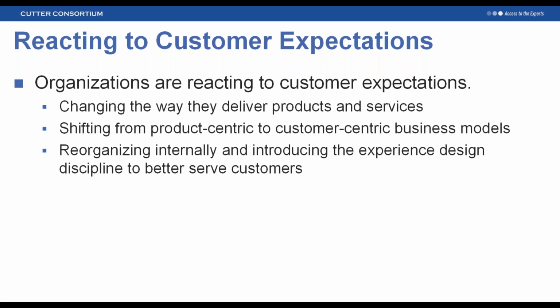Organizations shift from product-centric to customer-centric business models, which can require massive transformation to the core, especially for those organizations who grew up in product silos or other silos or grew by acquisition. And organizations are reorganizing internally, such as creating customer-focused teams and introducing the customer experience design discipline to really understand the voice of the customer and to comprehensively manage the customer experience.